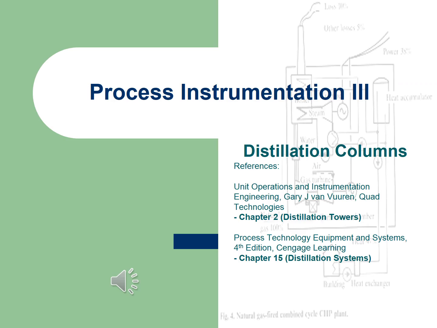Okay, the next section will be about distillation columns. I would say it's a very important section. There's some references here that you can also consult. So it's the textbook, Process Technology Equipment and Systems. But I think the most important one is on unit operations and instrumentation by Gary Janssen van Vuren. Some notes you will find in a PDF format just below this slideshow on my tutor.